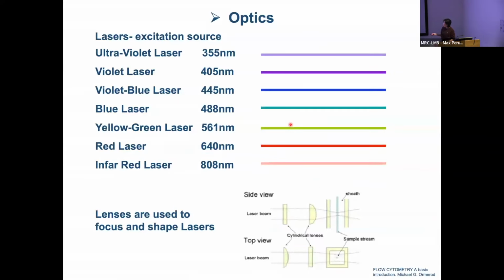So now we should look at the optics. In our flow cytometers, we have a good range of excitation sources, which are lasers. We have a range of lasers at different wavelengths. These laser lines are quite sufficient to cover the needs of most fluorophores on the market. These lasers are shaped and focused onto the sample stream by a series of lenses.